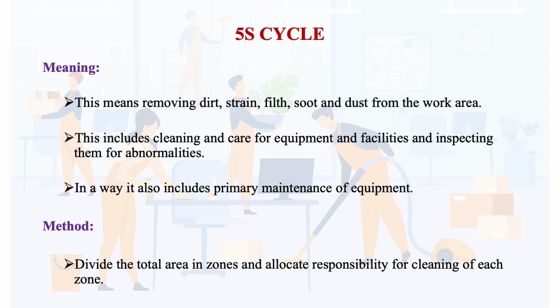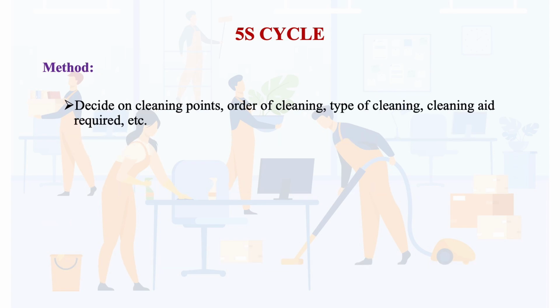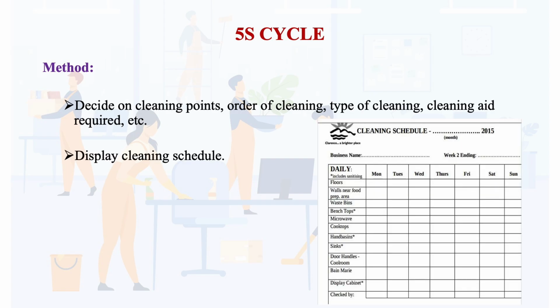Divide the total area into zones and allocate responsibility for cleaning up each zone. Decide on cleaning points, order of cleaning, type of cleaning required, etc. And display the cleaning schedule. During cleaning, look for defective conditions also, so that you need not go for preventive maintenance. You find out the defect here itself.